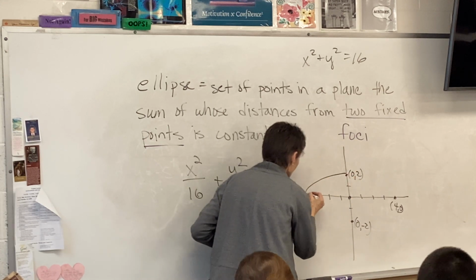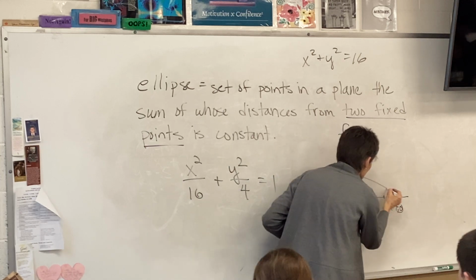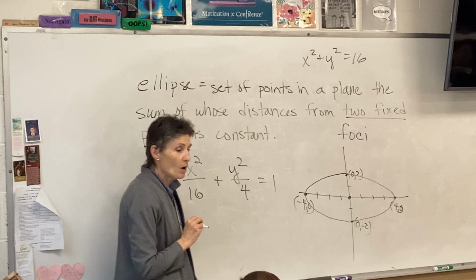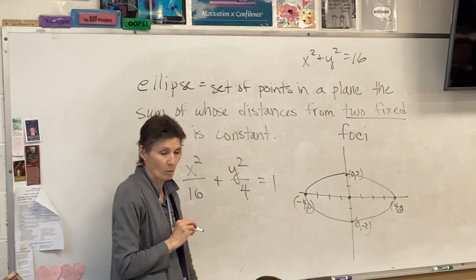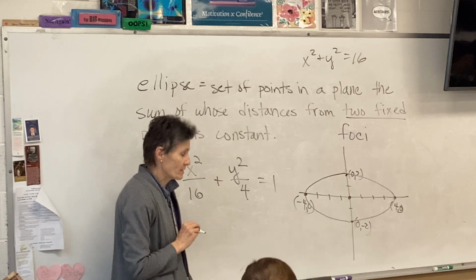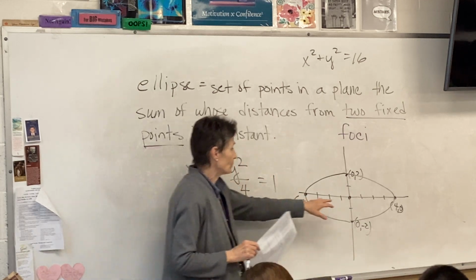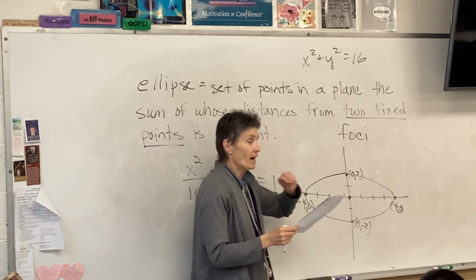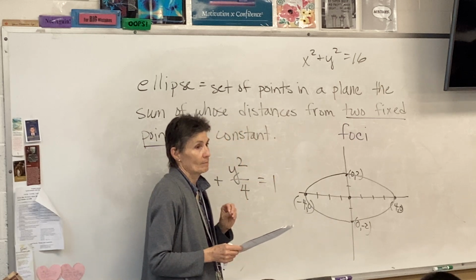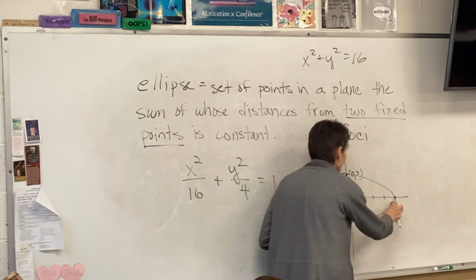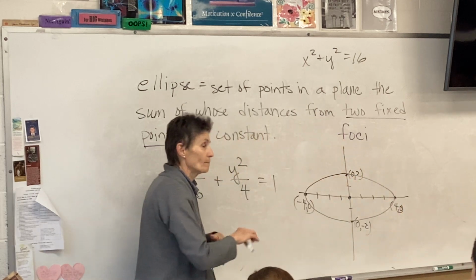And then connect those dots, folks, and look what you got. An ellipse. Those 4 points are the vertices. So it says, find the center. The center was the origin. Find the vertices. The vertices are the points that you connect when you make the picture.